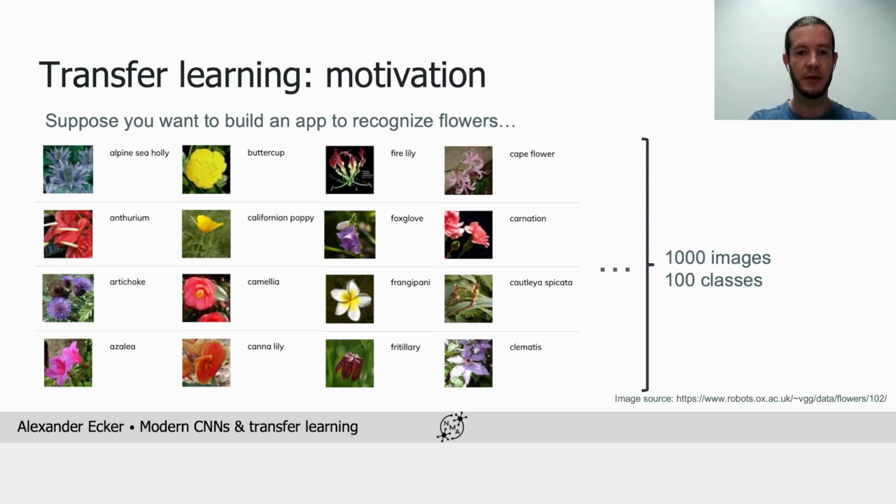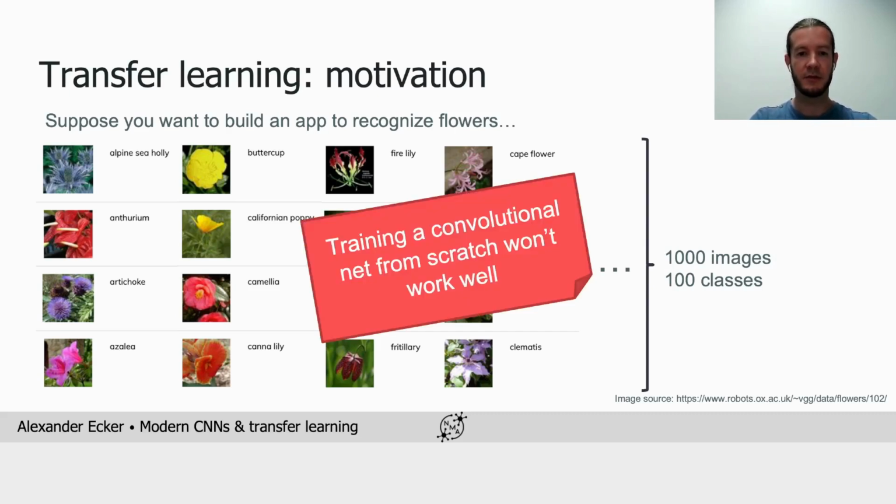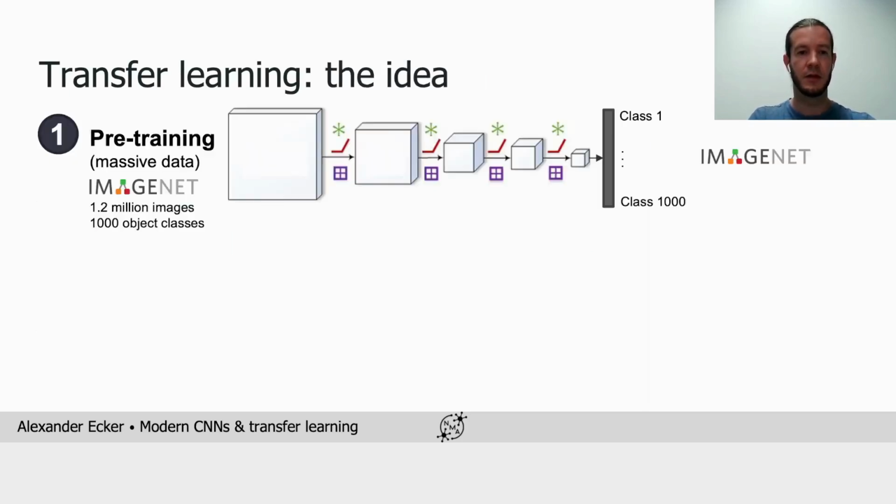Suppose you want to build an app for recognizing flowers, and you've gathered 1,000 images of 100 different flowers. So you now have 10 images per class. Now the problem is, training a large-scale ConvNet from scratch won't work in this case, since you simply don't have enough data. And this is where transfer learning comes in.